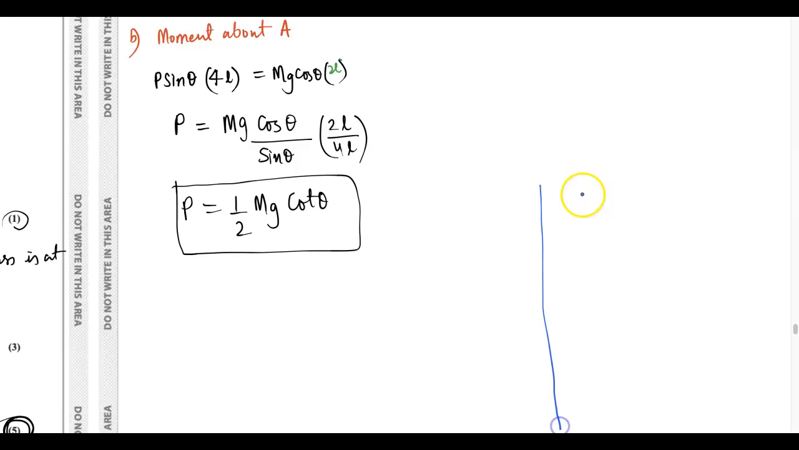Let me give you a glimpse of the hard method. If it clicks, you can't save yourself. I'm truly telling you, this is exam time. When it's exam time, whatever clicks, you feel like, let's proceed and follow that. The hard method would be resolving along the rod and perpendicular to the rod.